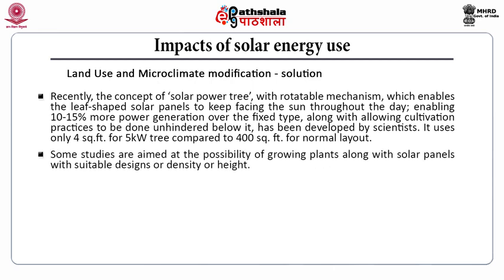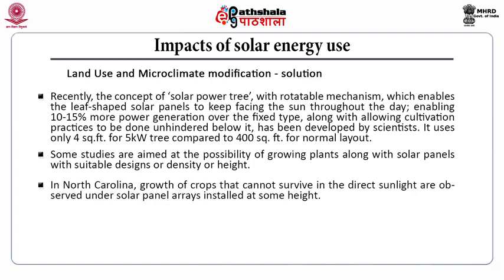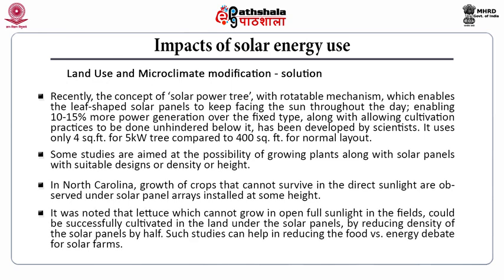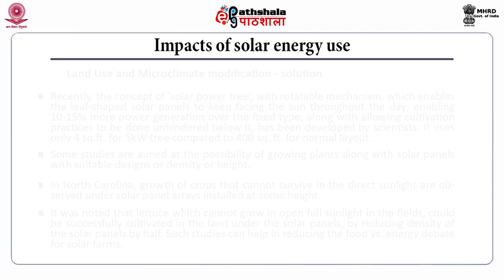Some studies are aimed at the possibility of growing plants along with the solar panels with suitable designs or the density or the height. In North Carolina, the growth of crops that cannot survive in the direct sunlight is observed under solar panel arrays installed at some height. It was noted that lettuce, which cannot grow in open sunlight, is successfully cultivated in the land under these solar panels. Such studies help in reducing the food versus energy debate from the solar farms.